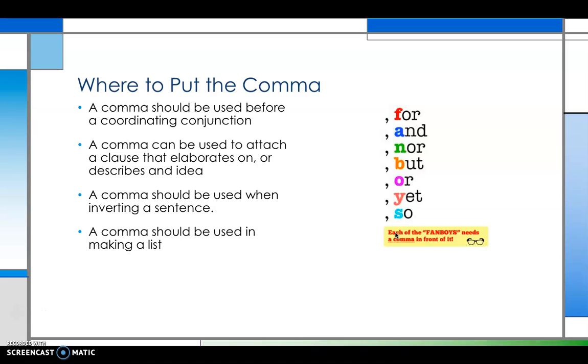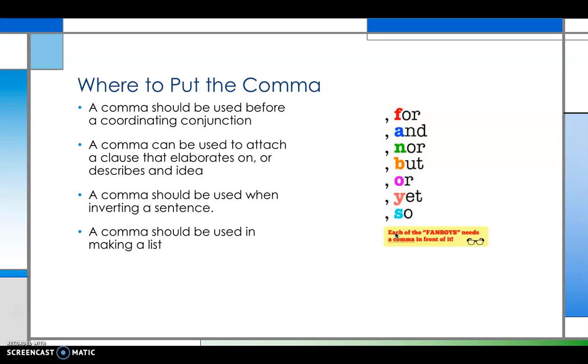Finally, I just wanted to do a quick where to put the comma plug. Comma should be used before the coordinating conjunction. That's the fanboys over off on the side. A comma can be used to attach a clause that elaborates on or describes an idea. That could be something like John, comma, a student in this class, comma, enjoys writing. So that's just that comma, a student in this class, adds more information.